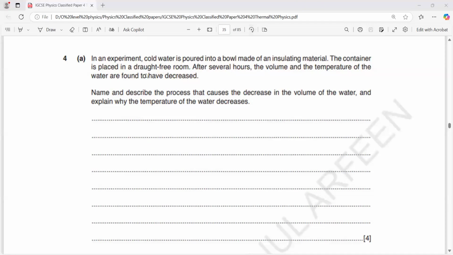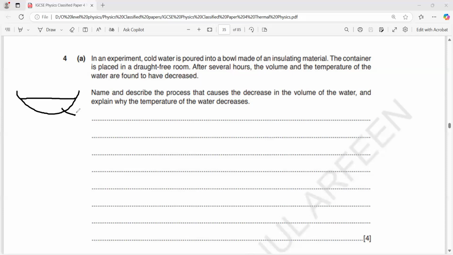Okay. In an experiment, cold water is poured into a bowl made up of insulating material. So there's a bowl which is insulating material, meaning it does not conduct. The container is placed in a draught-free room. After several hours, the volume of the water and the temperature of the water are found to have decreased.